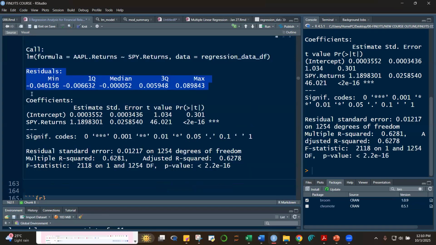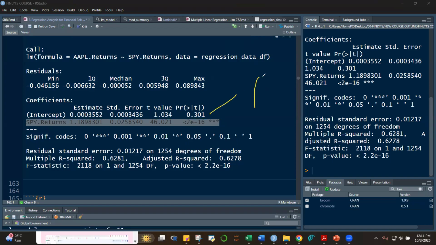Now take a look at the output. So we have here the intercept. The value is 0.003552, etc. You have here the standard error of the estimate, this is your SEE. This is your t value and the p value. SPY returns also here. What's important for us is to take a look at whether your estimate, your parameters, are statistically significant or not. Remember, class, this is your beta null, your intercept, and this is your beta 1.